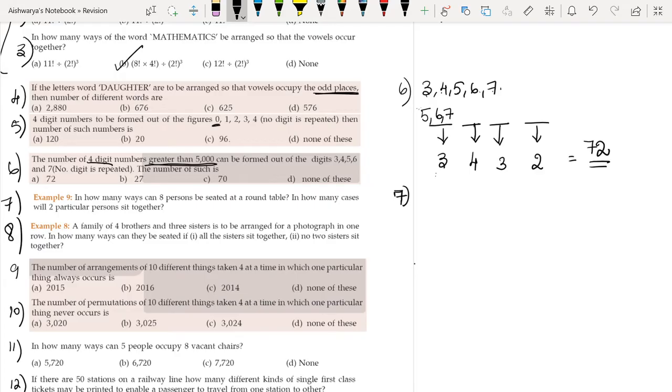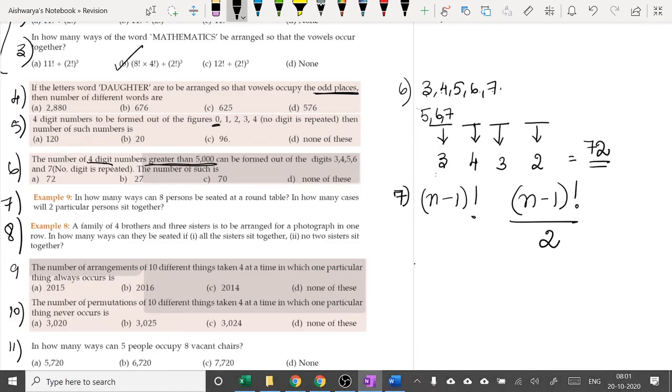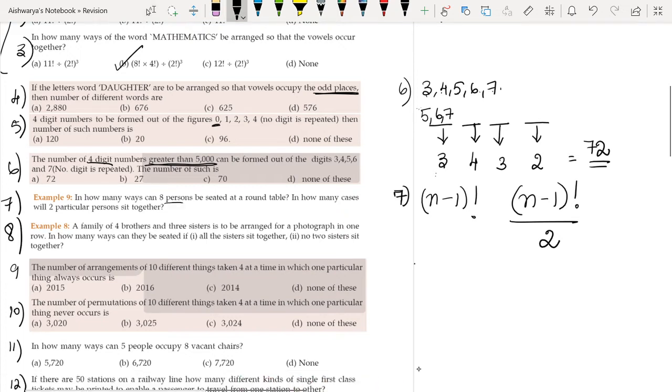So round table, circular permutations I have told you. Circular permutations for people it is n minus 1 factorial. For any inanimate objects or beads in a necklace it is n minus 1 factorial divided by 2. So this is for circular permutations when you are having people. So in this case 8 persons at a round table will be 8 minus 1, 7 factorial. So that is the answer for the first part.